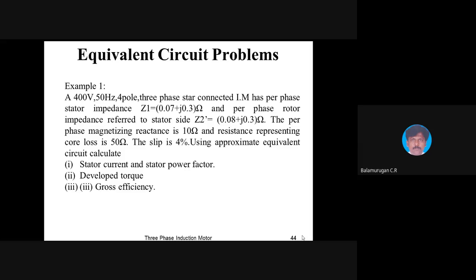So TG is the gross torque. You have to calculate the stator current. What is the notation for stator current? I1. Then you have to calculate the stator power factor and the developed torque, and you have to calculate the gross efficiency. You can refer to the equivalent circuit or draw the equivalent circuit also. If you have any doubt, you can draw the equivalent circuit, and from that we will solve the problem.